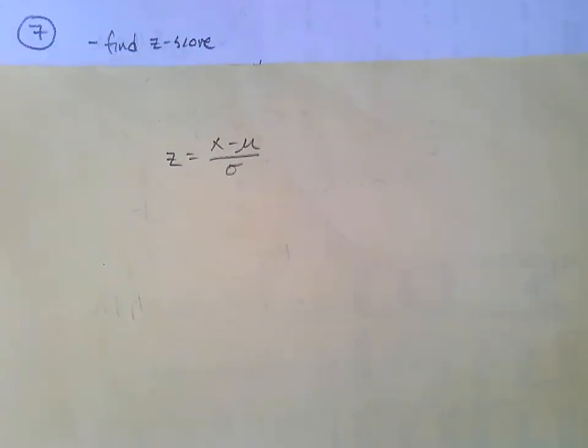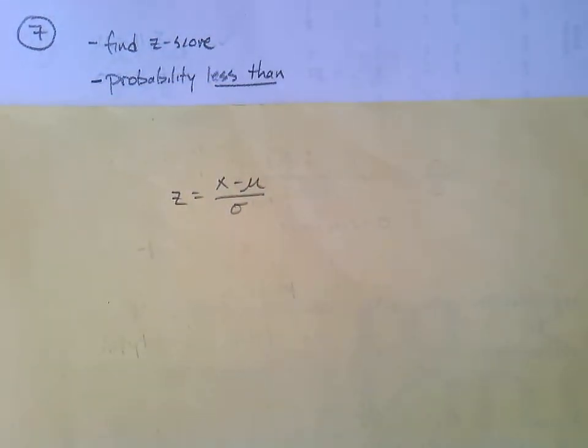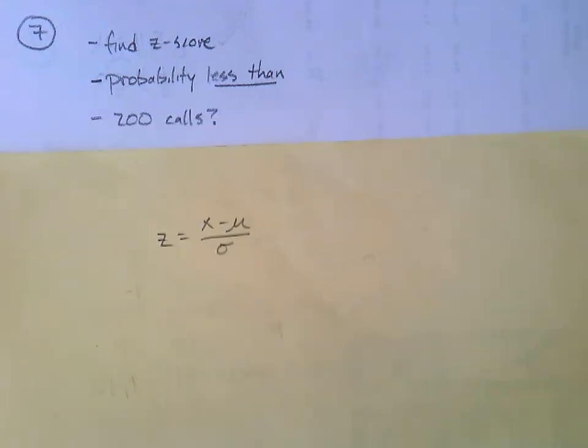So here's kind of our game plan. We're going to find the z-score that fits the information they gave us. Then we're going to look at the probability less than that z-score. And then finally, we're going to think, hey, how do we take into consideration that they're considering 200 calls, and how many of those 200? So what's that all about? Okay, well, we'll get to that at the end.